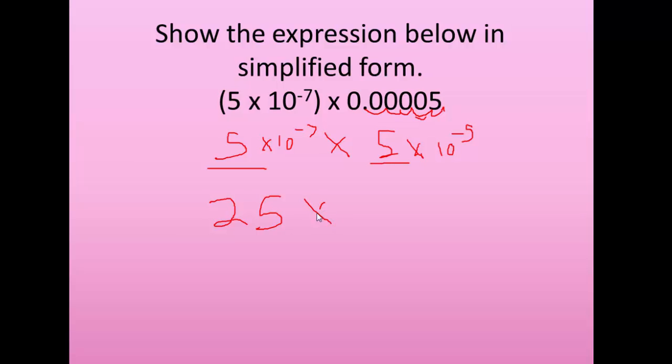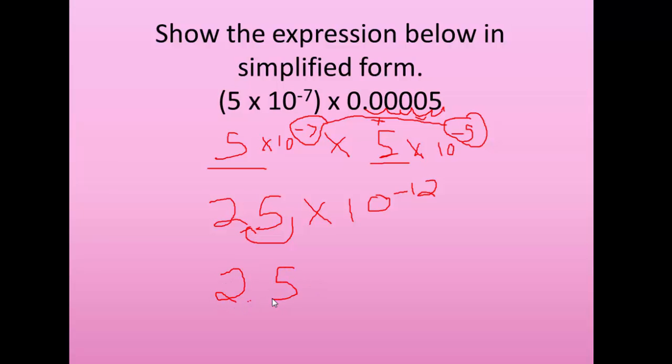And now since we're multiplying, we can just add our exponents. So -7 plus -5 gives you 25 times 10^-12. But once again, we're not done yet because we have to move this decimal place over 1. So we're going to get 2.5 times 10, and because we move the decimal place over to the left, that means we're going to add 1 to that negative 12, so that's going to give us a negative 11.